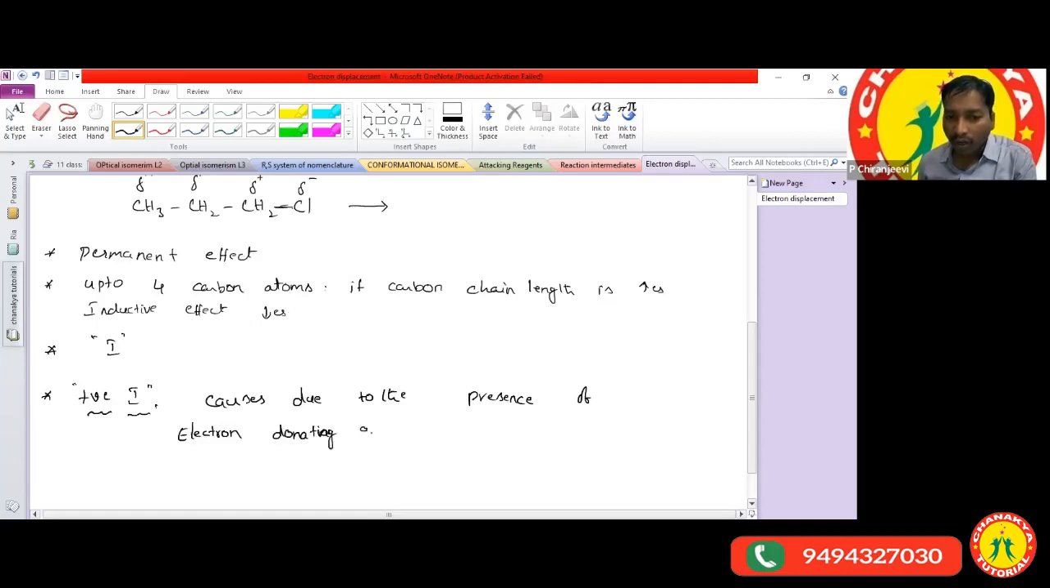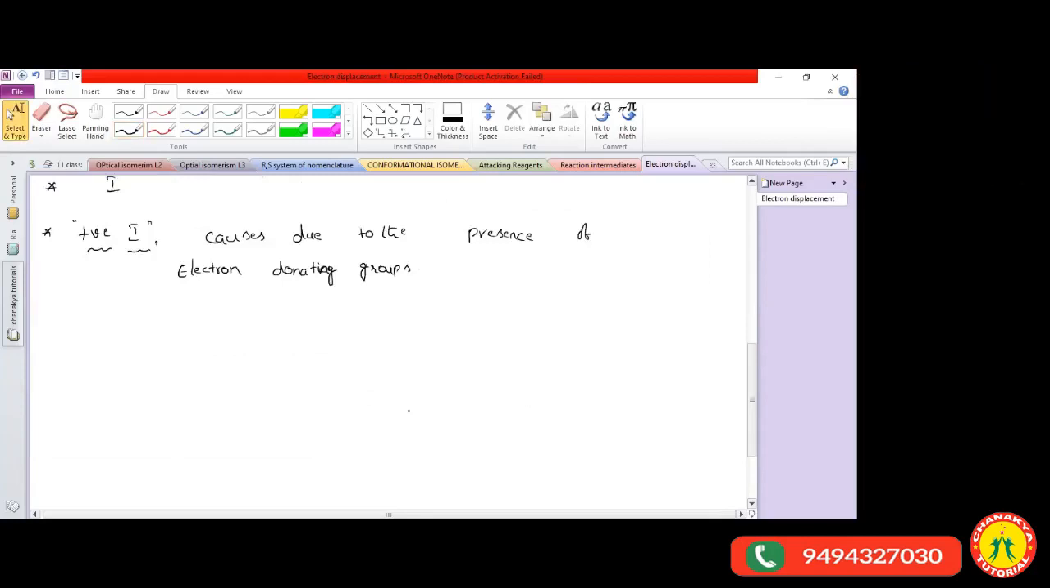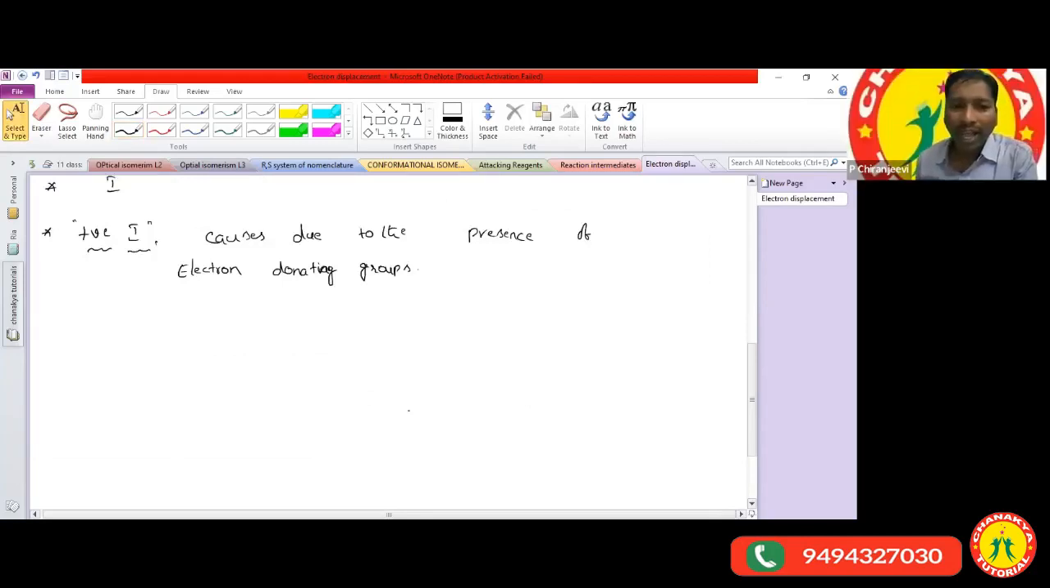Is there any example of electron donating groups? Which groups act as electron donating groups? Alkyl groups act as electron donating groups. Not only alkyl groups, O minus also acts as an electron donating group, and COO minus also acts as an electron donating group.